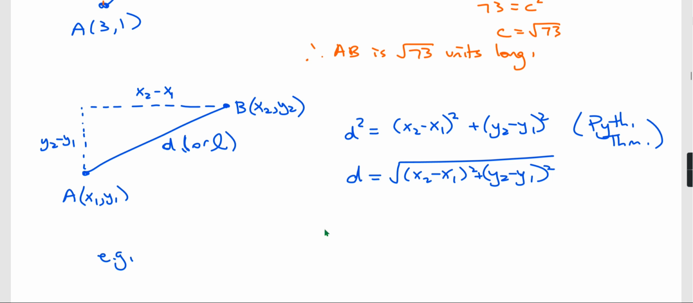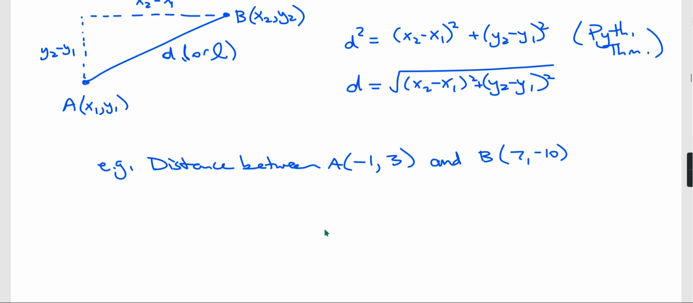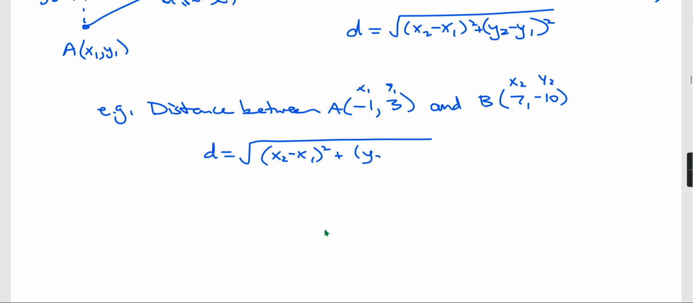Okay, so let's do an example. Find the distance between the points, and let's throw in some negatives and make them all complicated. So go -1, 3, and let's call this point A, and we'll call this point B, 7, -10. Let's find the distance. We'll use the distance formula. This is x1, y1, this is x2, y2. So the distance is the square root of the difference of the x's, that's your run, and the difference of the y's, to create the Pythagorean theorem.